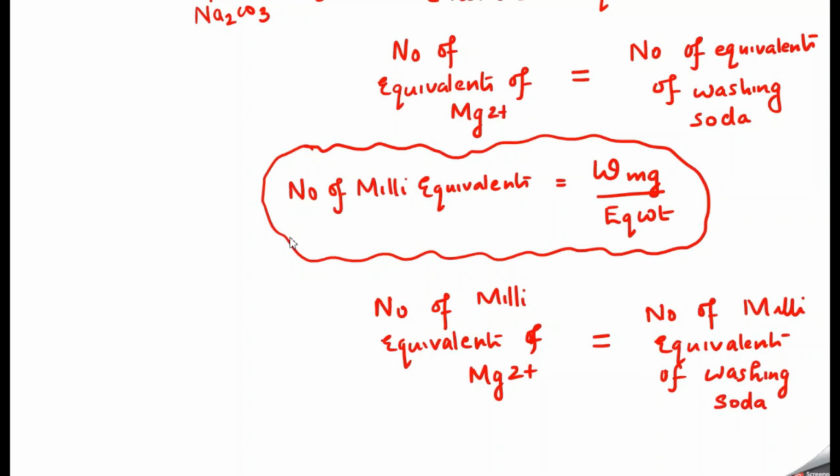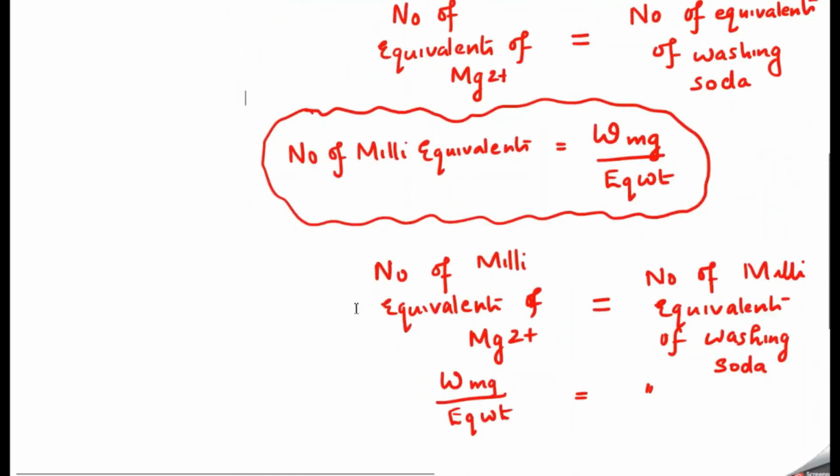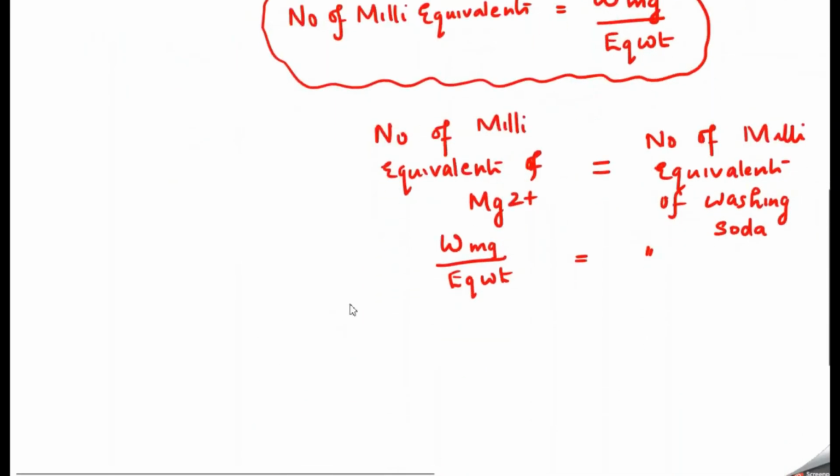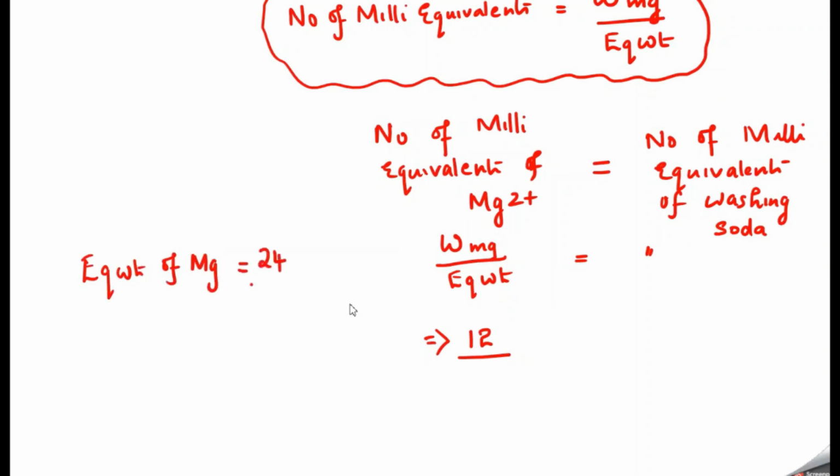Now let's calculate the number of milli equivalents of Mg2 plus. Substitute weight in milligram divided by equivalent weight. Weight in milligram, how much is given in the question? 12 milligram. So let's substitute 12, divided by equivalent weight. Equivalent weight of magnesium is atomic weight, that is 24, divided by valency of magnesium, which is 2. So equivalent weight is 12, and I will substitute 12 here. This is equal to the number of milli equivalents of washing soda.